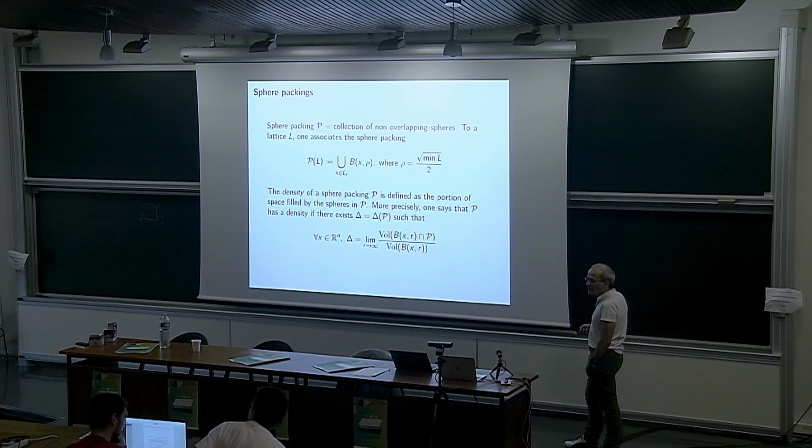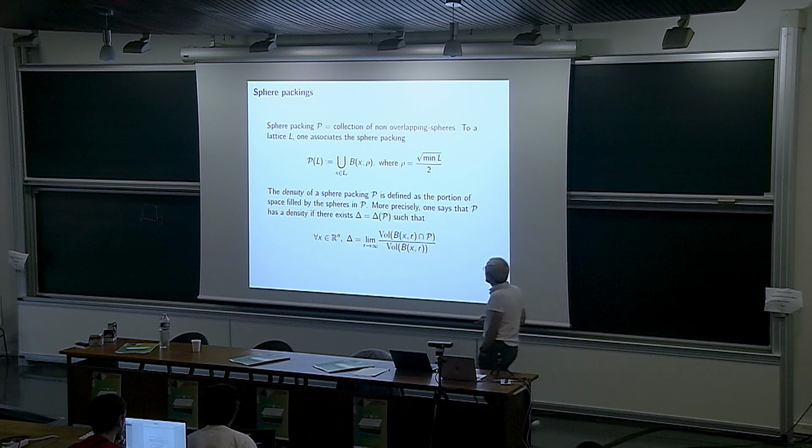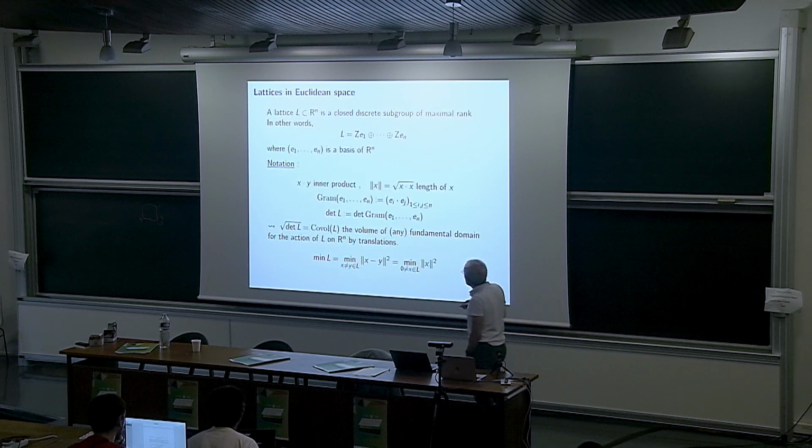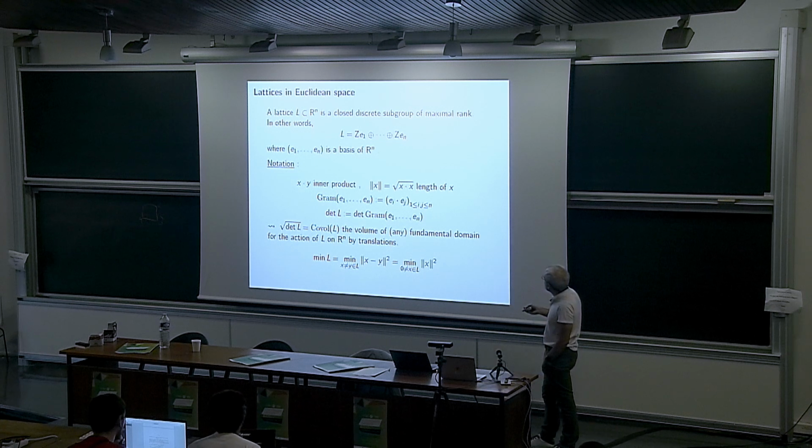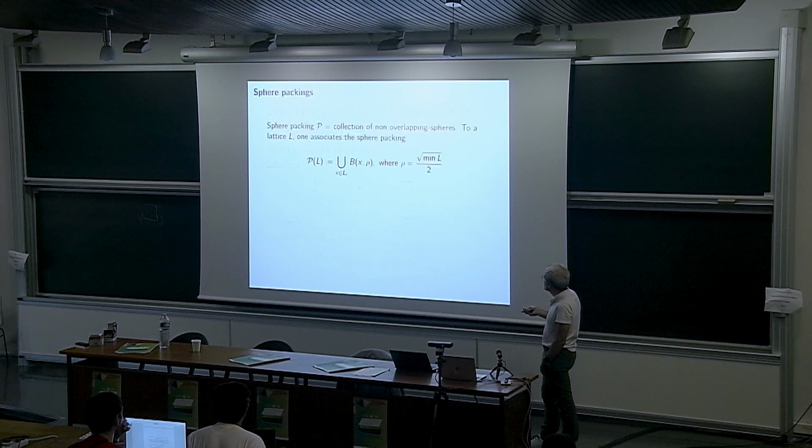One question on Zoom: do you need to take the absolute value of the determinant to make sure it's positive? The way it is defined, the inner product is a positive definite quadratic form, so the determinant of the Gram matrix is positive. Okay, so there is no need for the absolute value.